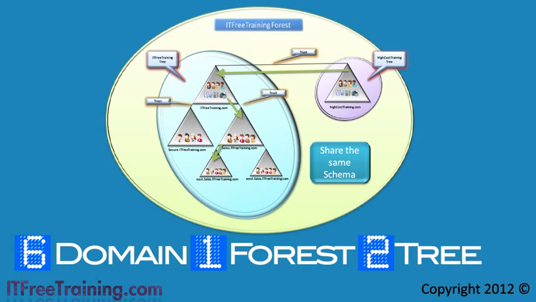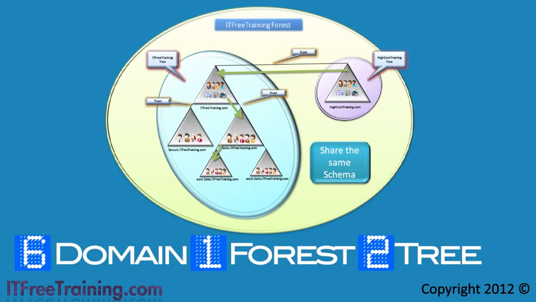As shown here, a user in High Cost Training could access a resource in east.itfreetraining.com. The trust relationship is automatically created between parent and child domains and between trees in the forest. Assuming the user in High Cost Training has access, they can access any resource in any domain in the forest. This brings up the question, how does one find items in the forest?